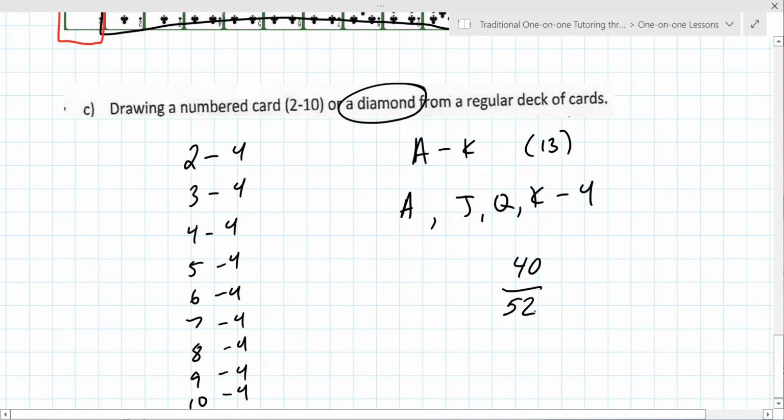I think the picture is better, but if you don't have access to that, use that approach. But this one relies on you knowing what's in each suit and just counting, right? Kind of that way.